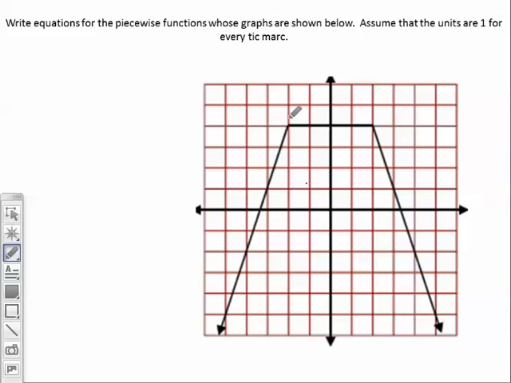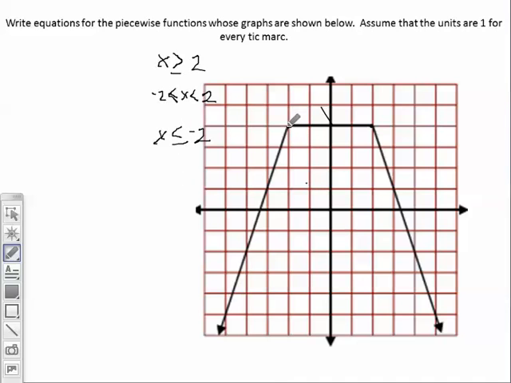Well, first of all, I'm going to identify the domain areas that I need to be concerned about. Okay? I can see that it goes from negative 2 to 2 right there. And so what I'm going to say is x greater than or equal to 2, and x less than or equal to negative 2. And then here in the middle, I'm going to say from negative 2 less than x less than positive 2.